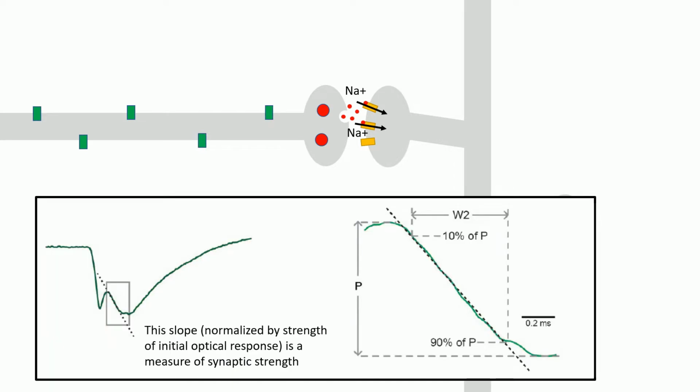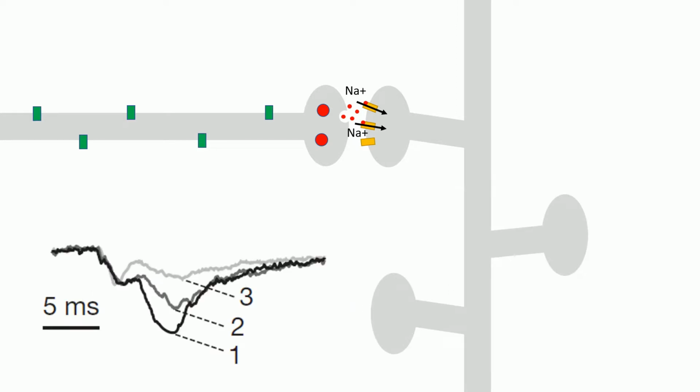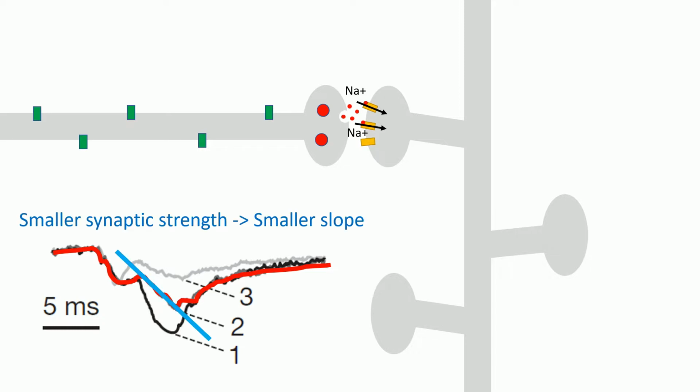The authors argue that the initial slope of this late component is proportional to the summed synaptic strength in that region. A small synapse will have few AMPA receptors and will thus show a small transient, like this local field potential recording highlighted in red here. The slope of this will be shallow.